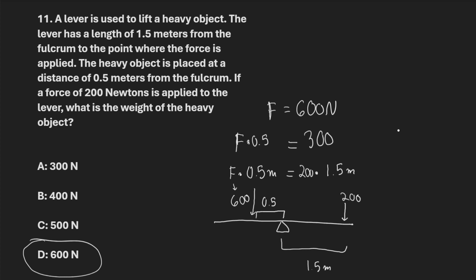Right, and I think typically with lever questions on the MCAT, they're going to be like this. They're going to be very straightforward. They're not going to be too difficult. And so this is how you want to think of it. All right, so the correct answer here is going to be D.